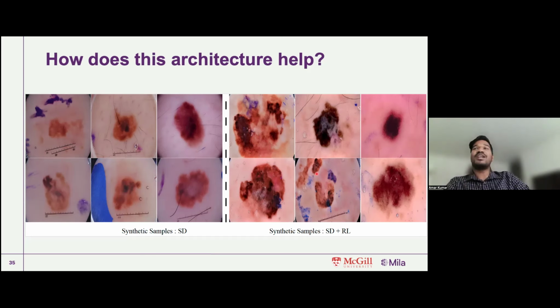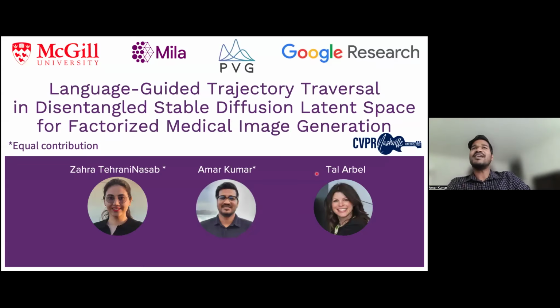So that was one line of work. The other line of work, which was done with Zara and supervised by Tal, was called language guided trajectory traversal for disentangled stable diffusion latent space for factorized medical image generation. So this is also something very close to what we talked about right now.